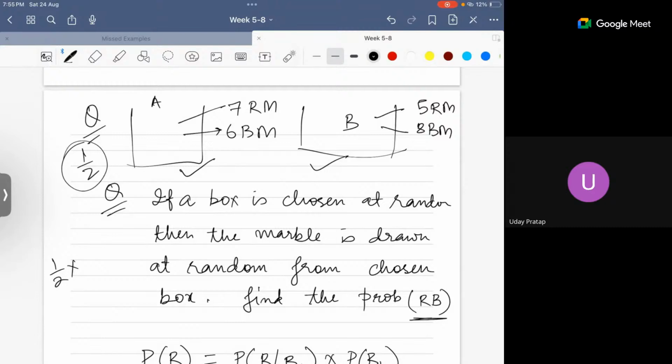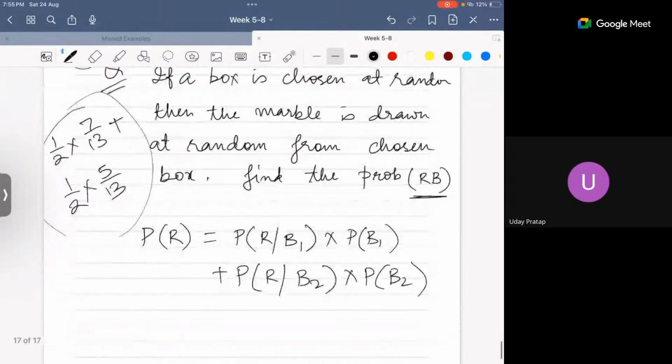If I went to box A, what is the probability of getting a red ball? 7 by 13. Plus, for example, if I went to box B, because from box B also I can get a red ball. So probability of going to box B is what? Half. 1 by 2 multiplied by 5 by 13. Correct. This is the total probability.